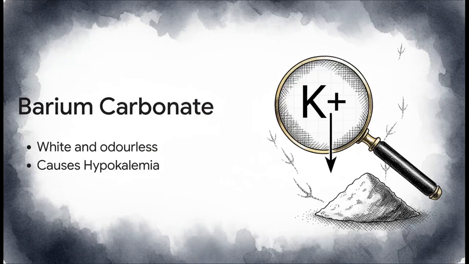And it's not just harsh liquid acids that disrupt our chemistry. Take barium carbonate, commonly used as rat poison. It's just a white, completely odorless powder. But once ingested, it leaves a very distinct footprint by plummeting the patient's potassium levels, a condition called hypokalemia. Spotting that specific drop in potassium is exactly the clue that helps doctors solve the mystery of what the patient ingested.